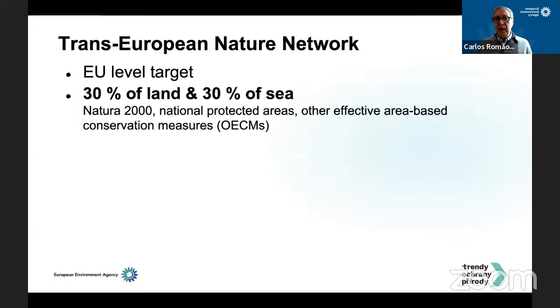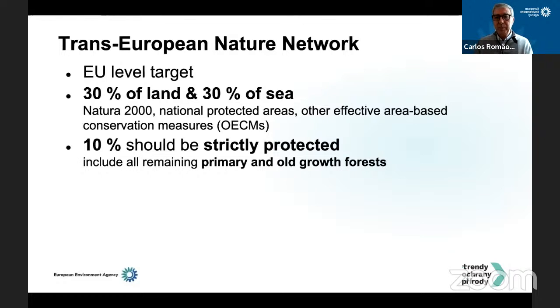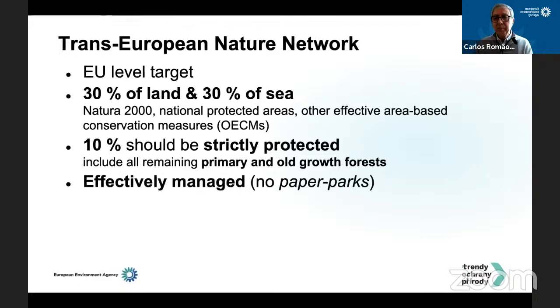So you may have already heard about this target of protecting 30% of land and 30% of sea, be it through Natura 2000, national protected areas, and these other effective area-based conservation measures. From this 30%, 10% should be strictly protected. And the strategy also says that this should include all remaining primary and old growth forests.